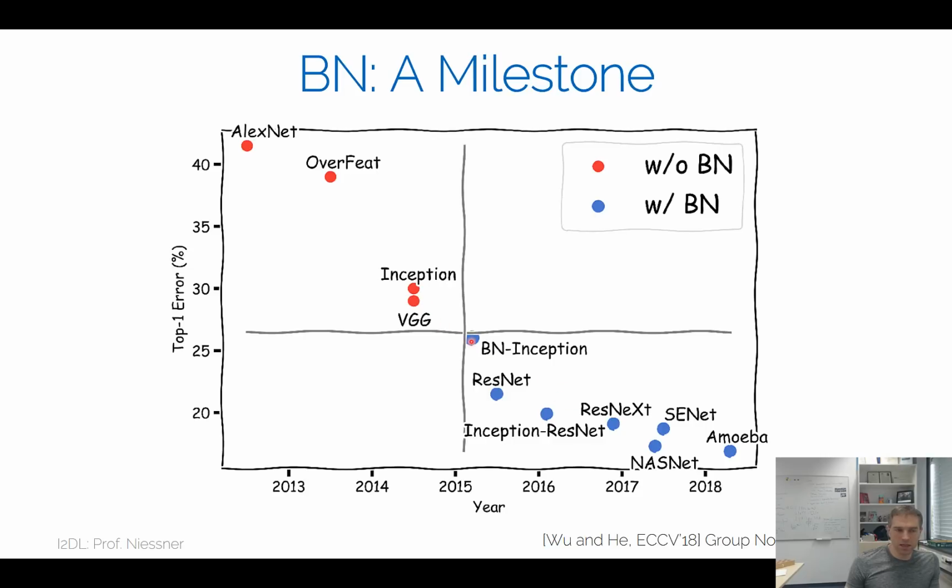So you see that, this is the top one error on ImageNet, by the way. And this is the year, going until 2018. So there's a bit of a debate. You use them, you get better numbers, but you would probably not start to develop your methods with it. That's what I wanted to say there. So batch norm is a big milestone. It's very important because you can train very large networks with it.